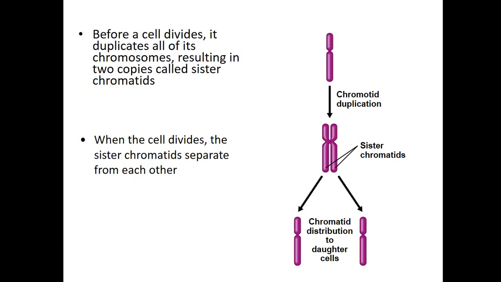So before a cell divides, it has to make sure that it has one copy of the genome to put into each new daughter cell. So the DNA has to undergo DNA synthesis, which is sometimes called chromatid duplication. And what results are two sister chromatids. These are two fragments of DNA that are identical to one another. And during cellular division, the chromatids are distributed one to each new daughter cell.